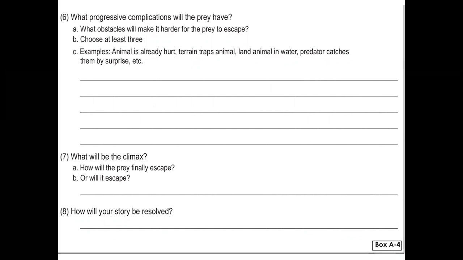Number 7, what will be the climax? A, how will the prey finally escape? Or B, will it escape? And then number 8, how will your story be resolved? We cannot simply tell them that an inciting incident is this, a progressive complication is this, obstacles are these, a climax is this, and a resolution is this. Now go write.